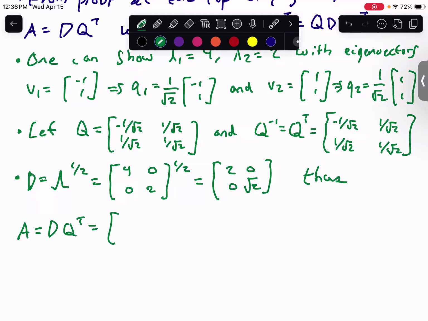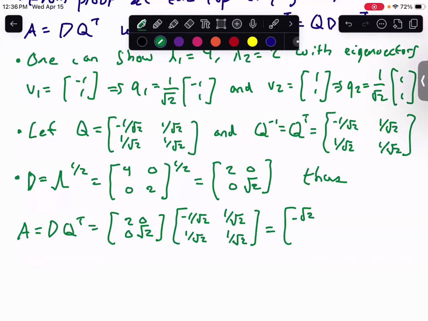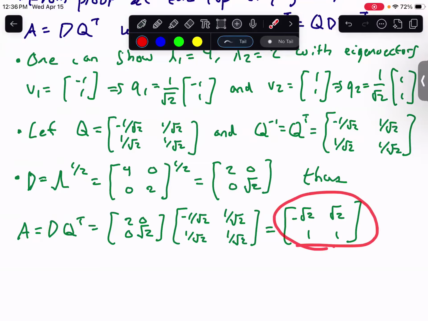So this is going to be equal to 2, 0, 0, square root of 2. And then you're multiplying by this Q transpose that we had here. So this is minus 1 over the square root of 2, 1 over the square root of 2, 1 over the square root of 2, and then 1 over the square root of 2. If you perform this multiplication, you're going to get the following. So it's going to be minus the square root of 2, square root of 2, and then 1, 1. And so this is what the matrix A ends up being equal to. It's this one right here.